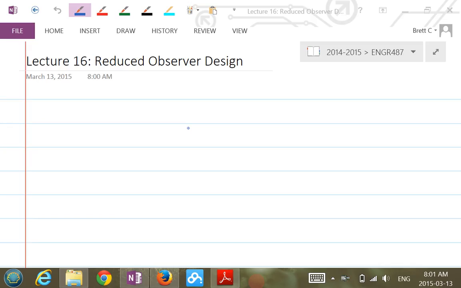Okay, I'm going to talk about reduced order observer, right? So in the last lecture, what we learned is a full order observer. And so now let's consider reduced order observer. So first, consider the discrete model.